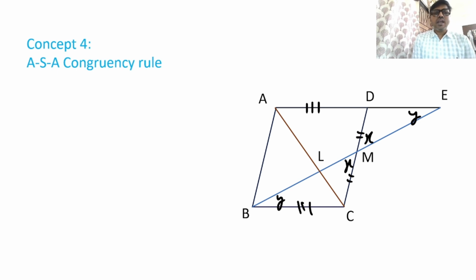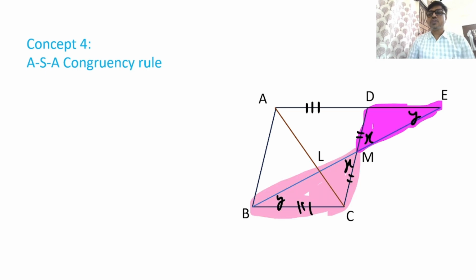Now let's go to the fourth concept, where I'll use the congruency rule. Whenever you have two triangles where two sets of angles are equal and one set of sides are equal, then they are supposed to be congruent triangles. So we use that rule. For that, let me focus on these two triangles. I've shaded them. One triangle is DME, the other triangle is CBM. So let's focus on that.